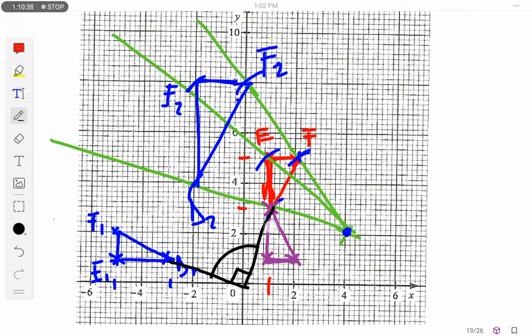Or else if you want to take this angle here going this direction, you can say it is clockwise. It is a rotation in the clockwise direction, 270 degrees about the origin. Then you have finished everything there. Let's move on to the next question.